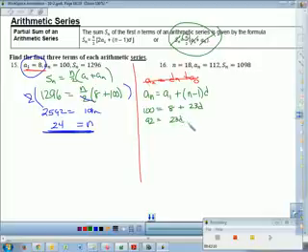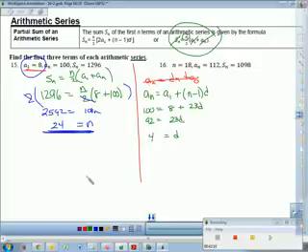Do you have to get an integer for D? Can the common difference be a fraction? Can you go up by a half every time? Yep. What's the only thing that has to be an integer? n. What's 92 divided by 23?